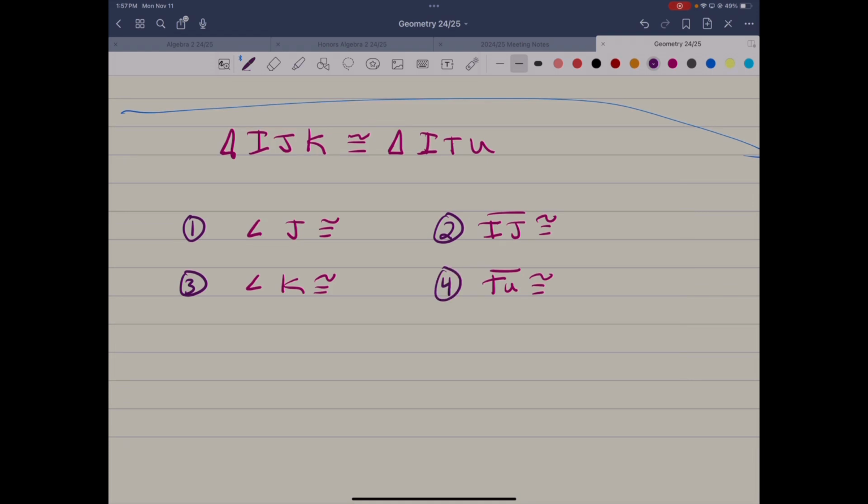If I give you that triangle IJK is congruent to triangle ITU, I'll go this way. Answer those 4 questions.